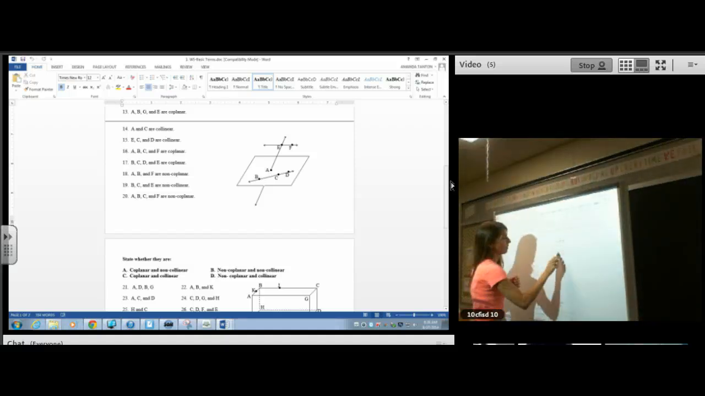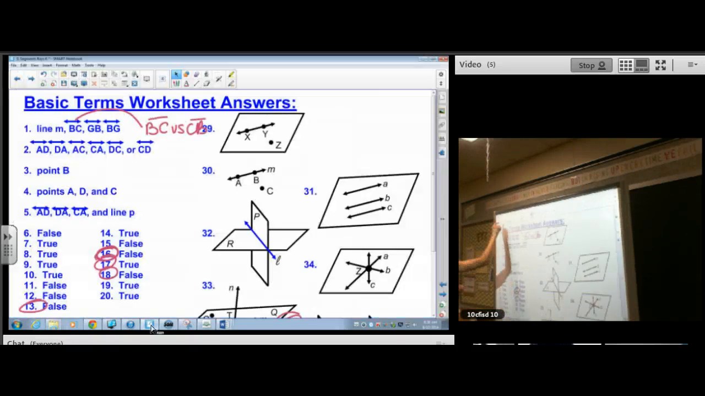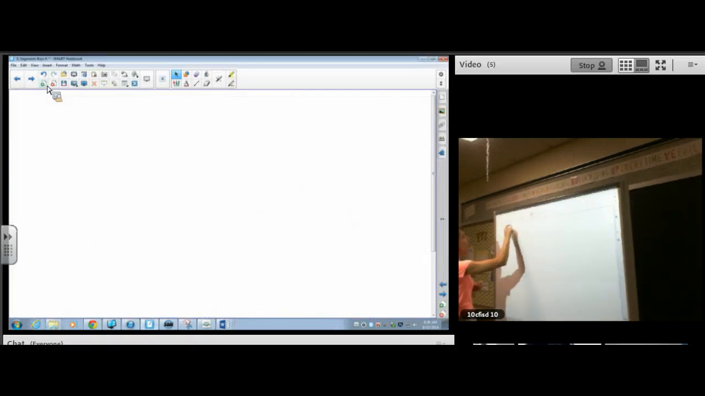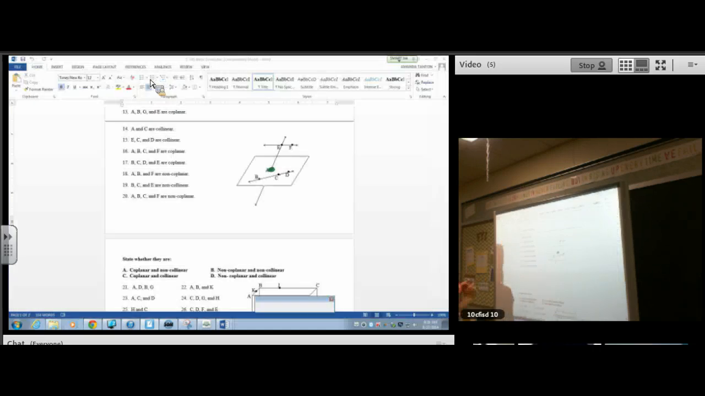A, is it going to let me write? Oh, it doesn't let me write. Okay. A, B, C, and F. Are all of those in the same plane? Trying to find where my icon is where I can write on it. Transparency layer. There it is. Okay, cool.